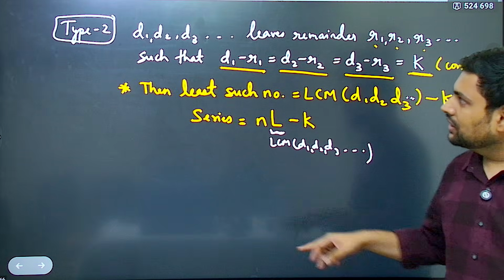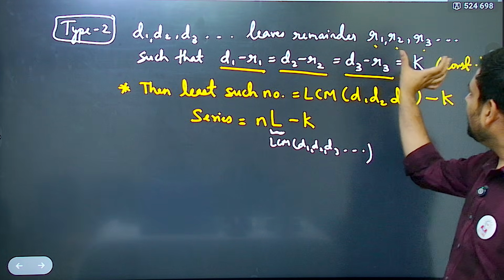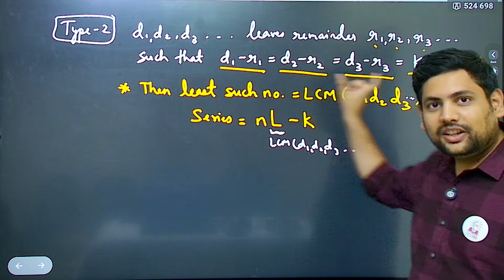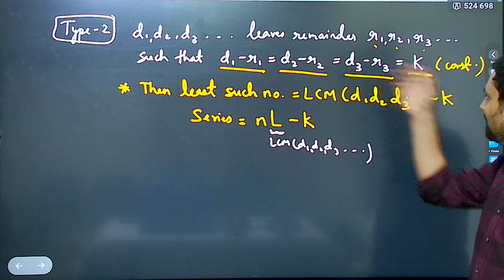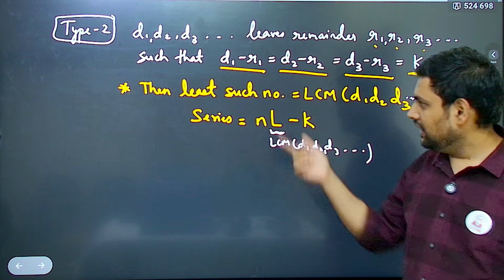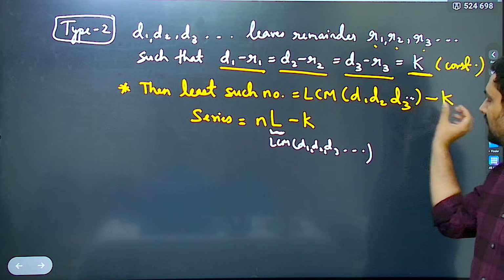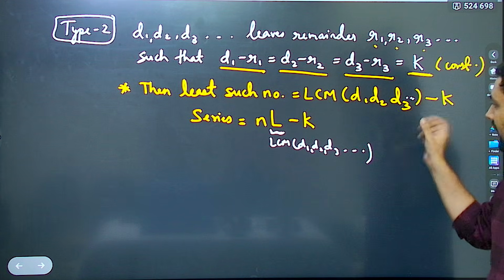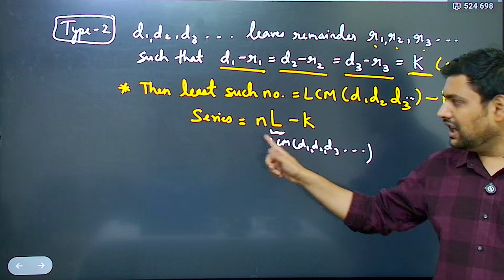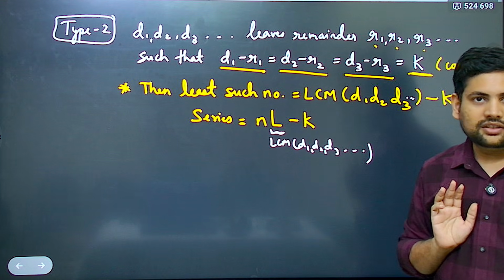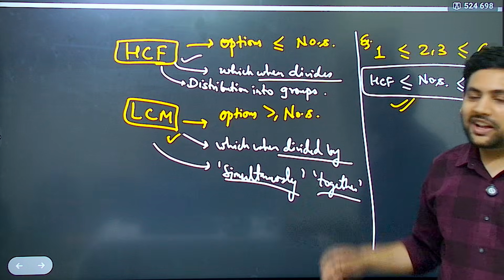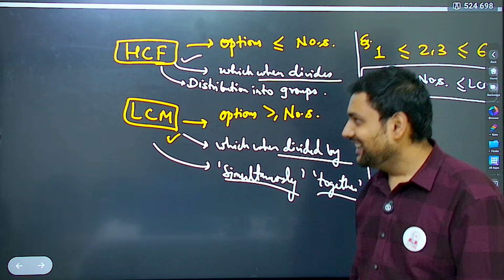Type 2 was what? These were the divisors. They left different remainders, but the difference was the same, and this difference we used to take as k. Then the least number used to become the LCM of these minus k. So the series was what? Again you can multiply only with the LCM, so n into L minus k. Remember this? Fine. Then, how do you identify this in word problems?